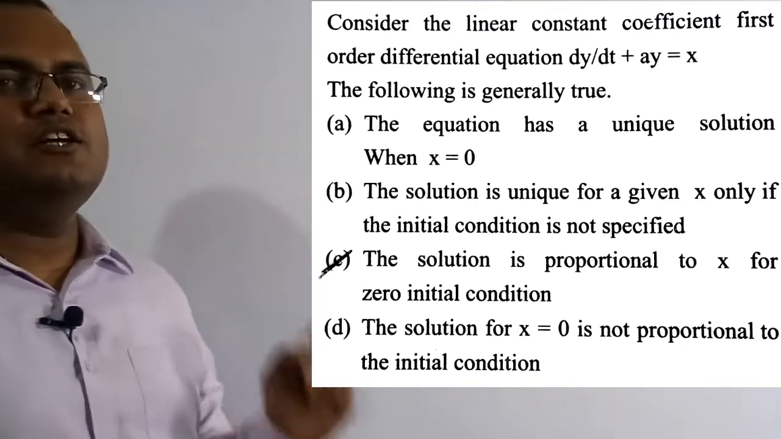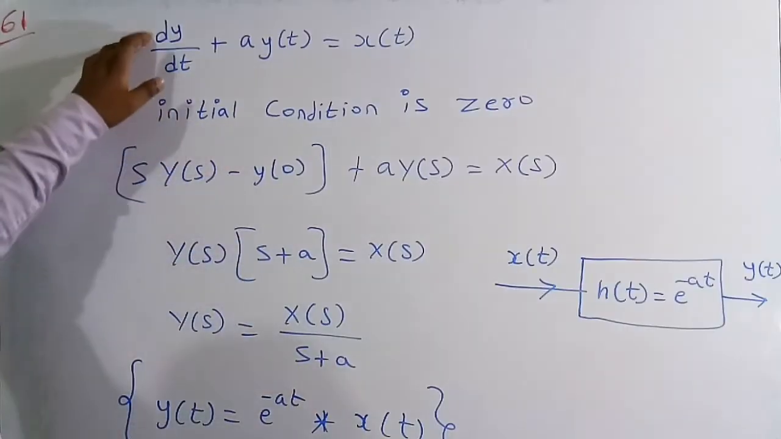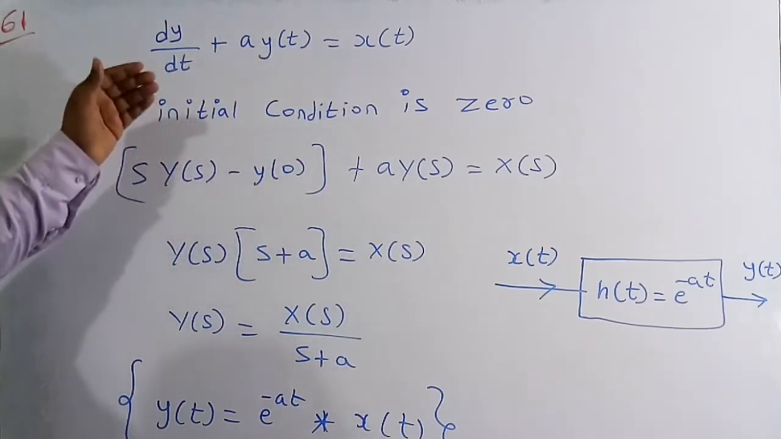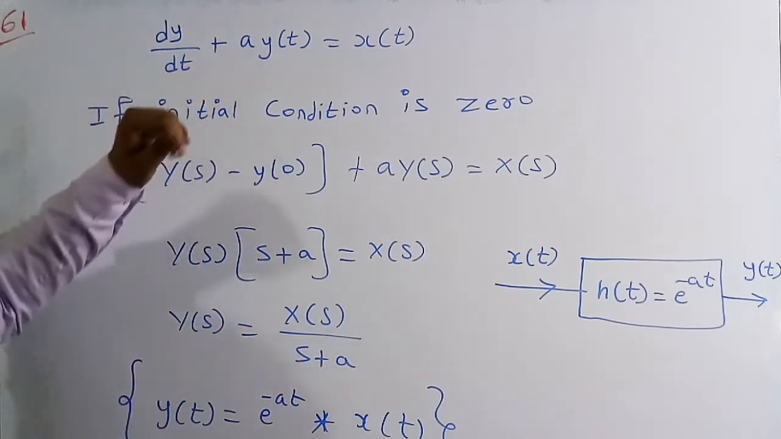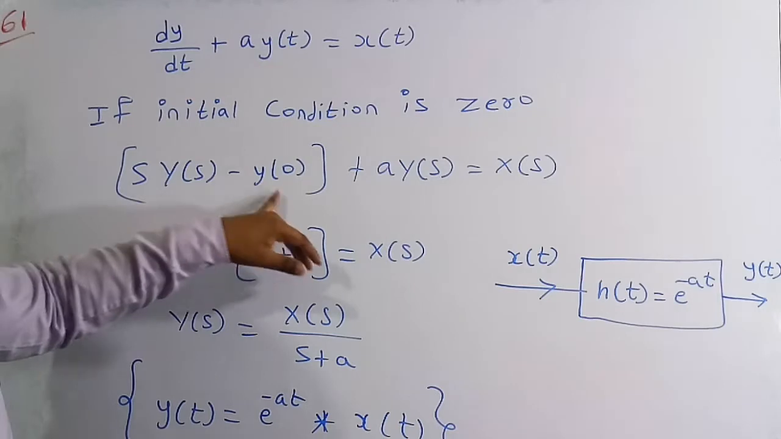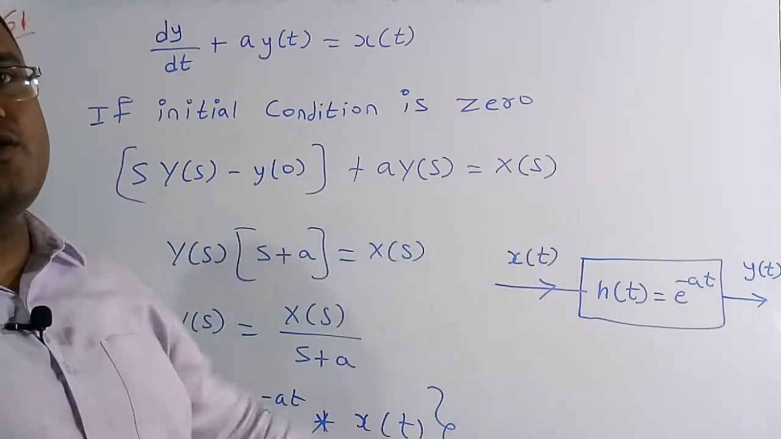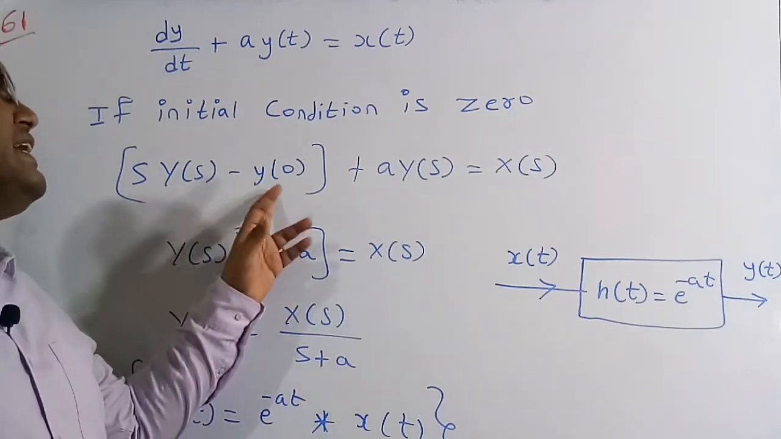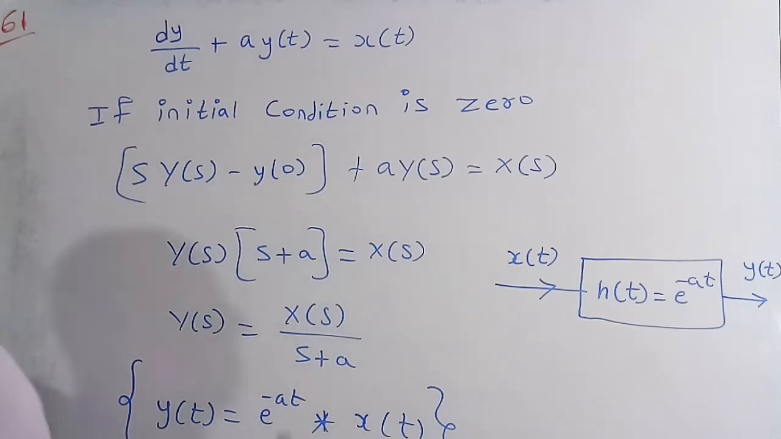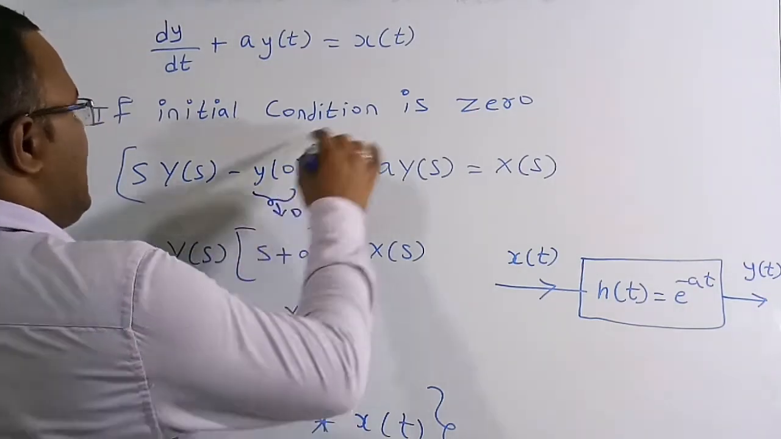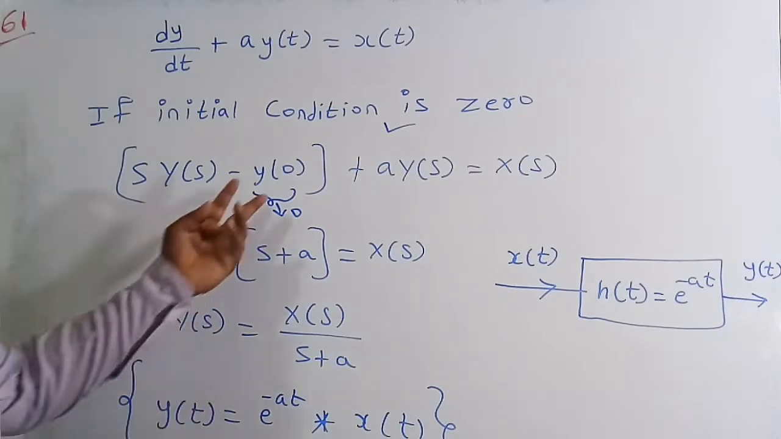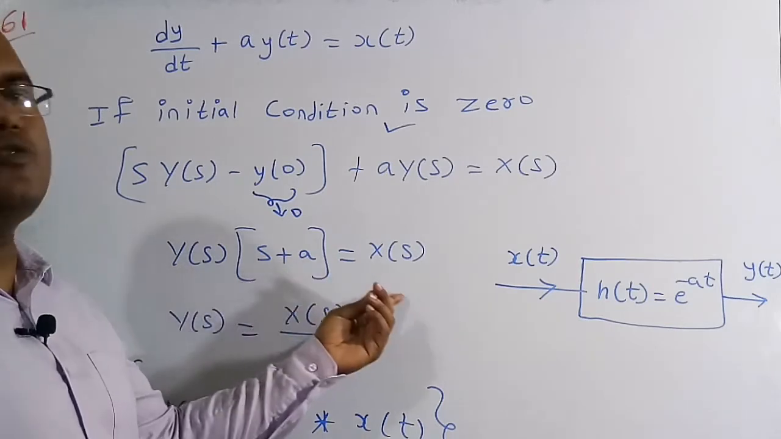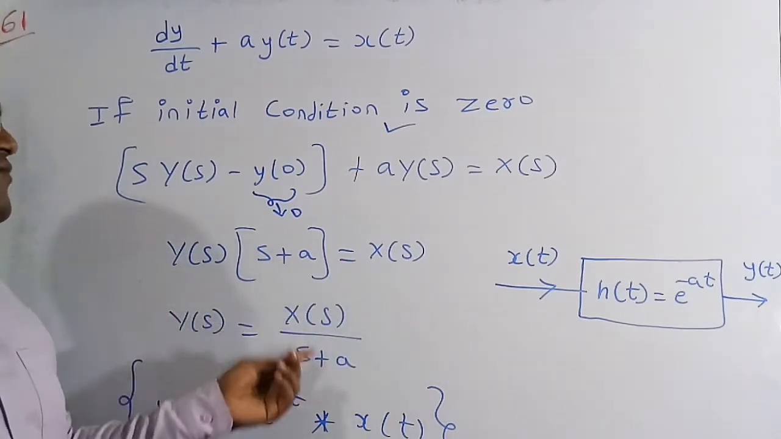Now we'll discuss the exact solution of this question. In the question they have given dy by dt plus a into y of t is equal to x of t. Here I am going to apply the Laplace transform on both sides, then I get s into y of s minus y of 0 plus a into y of s is equal to x of s. But now I am going to assume the initial conditions are 0, so this term becomes 0. If you take y of s as common, we get s plus a into y of s is equal to x of s. So y of s is equal to x of s by s plus a.